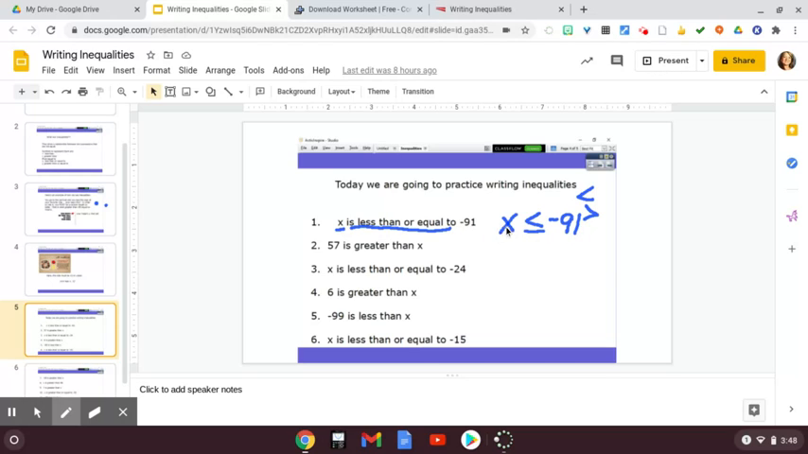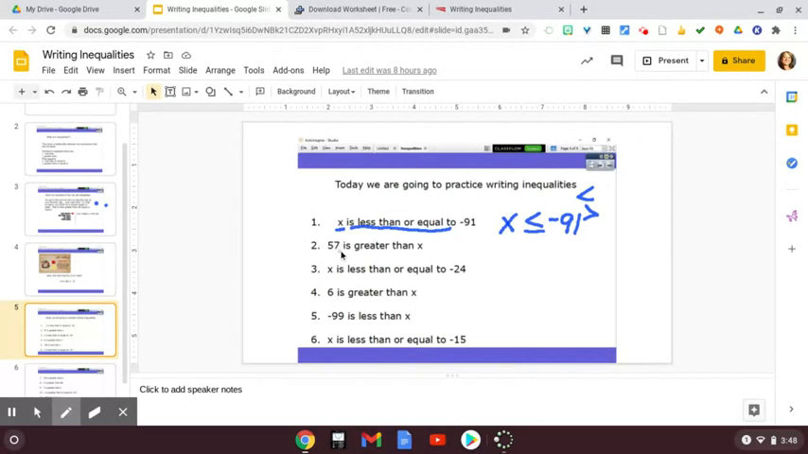So x might be 85. It could be, no, it can't be 85. It's got to be less than negative 91. So it could be negative 102. I wasn't looking at my negative sign there. So any number has got to be smaller than negative 91.